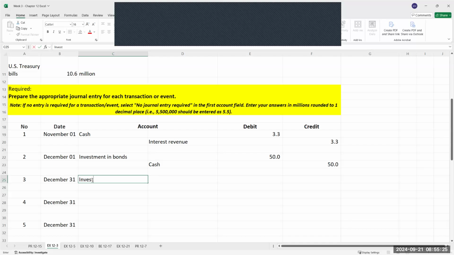We debit investment in bonds for 10.6 million. And then we credit cash for the 10.6 million.